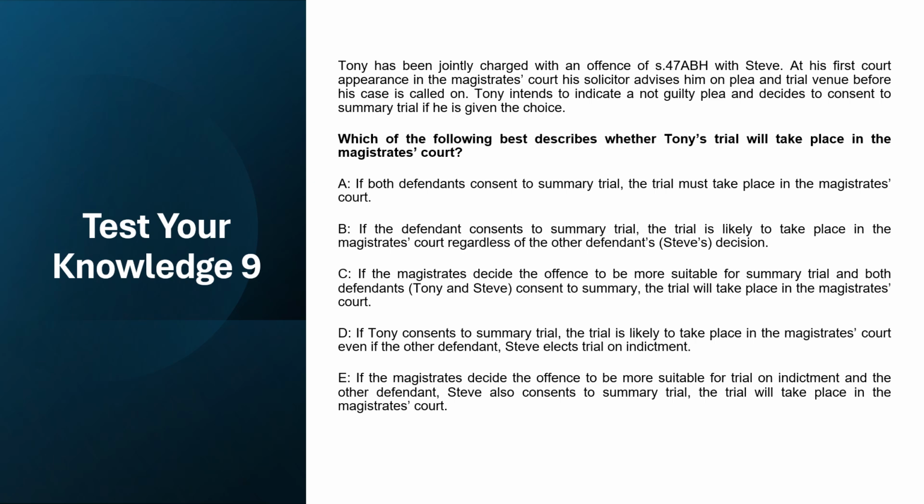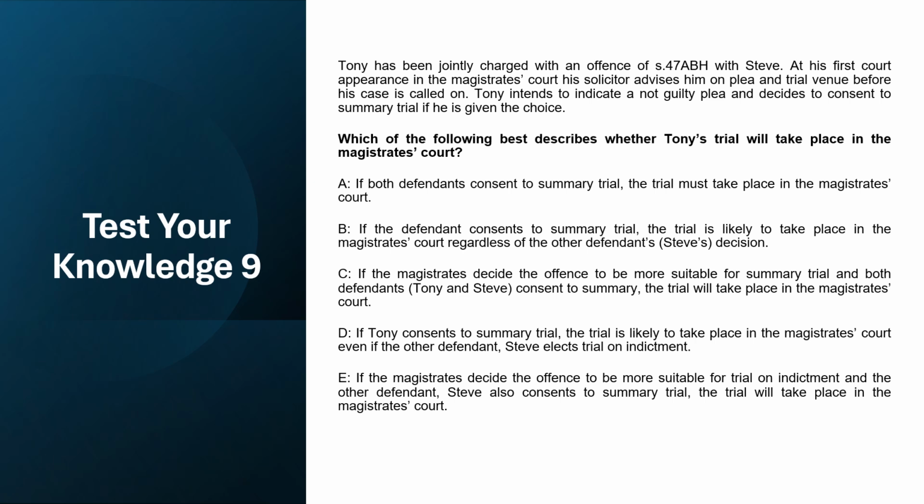Turning now to Test Your Knowledge 9. Tony has been jointly charged with an offence of Section 47 ABH with Steve. At his first court appearance in the Magistrates' Court, his solicitor advises him on plea and trial venue before his case is called on. Tony intends to indicate a not guilty plea and decides to consent to summary trial if he is given the choice.